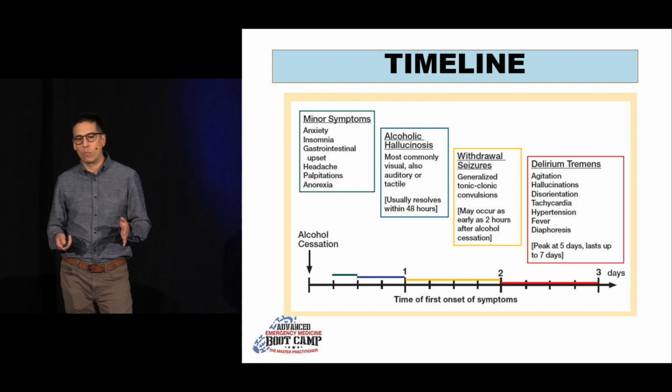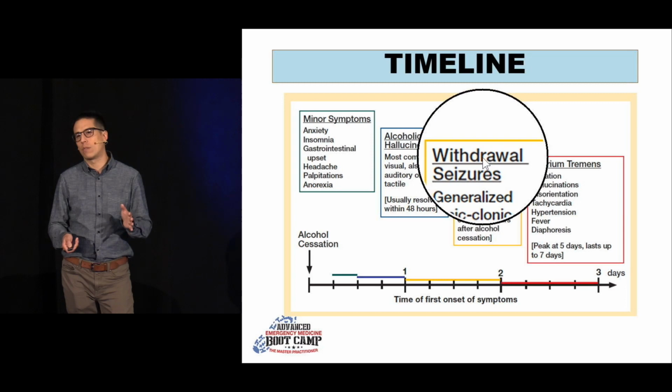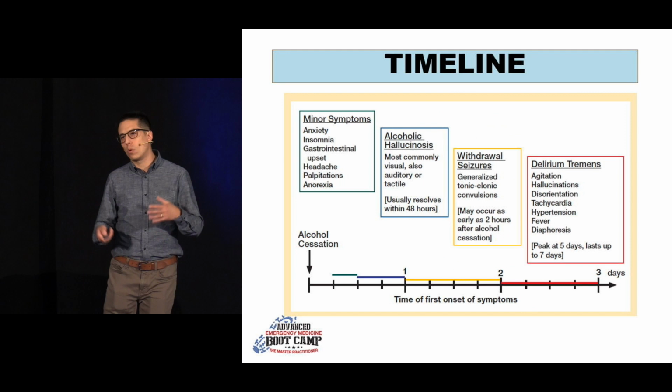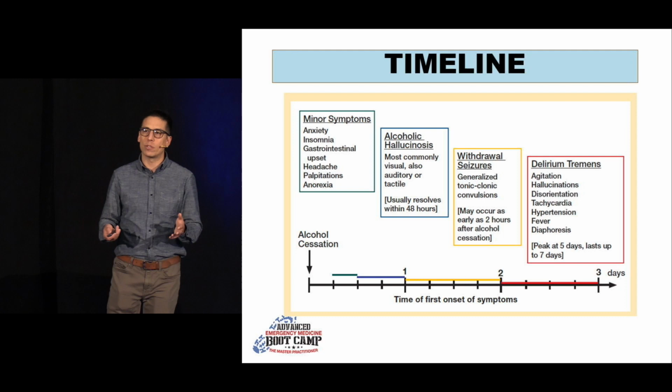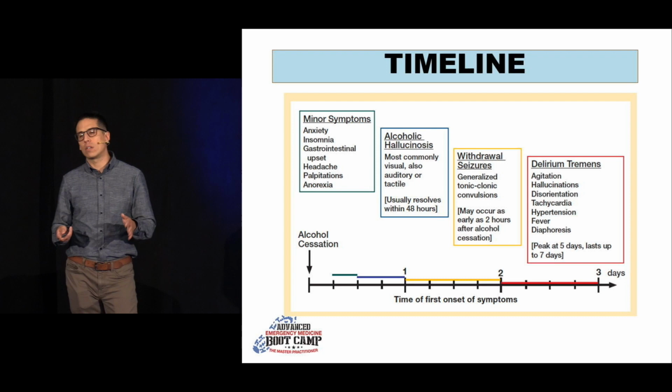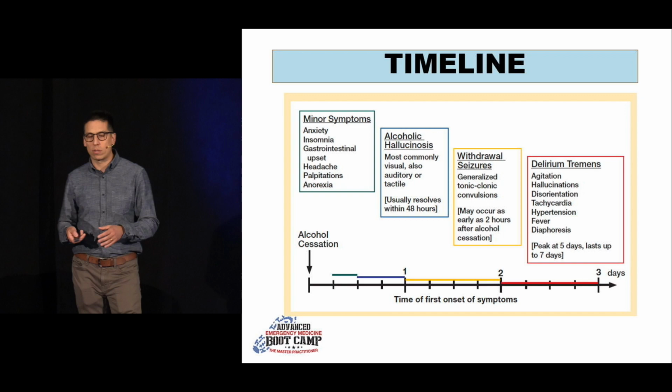Withdrawal seizures are a within-the-first-2-days kind of phenomenon, but sometimes they occur pretty early, like 6 or 8 hours. And then finally, if you wait it out long enough, and if you are destined to go on to this, because not everybody is, people have 1, 2, or 3 of these things and they don't necessarily develop DTs, then you get delirium tremens, right? The syndrome of delirium, dysautonomia, agitation, hypertension, peaks at 5 days, lasts about 7 days. People have talked about it going on longer, but that's definitely the exception rather than the rule.